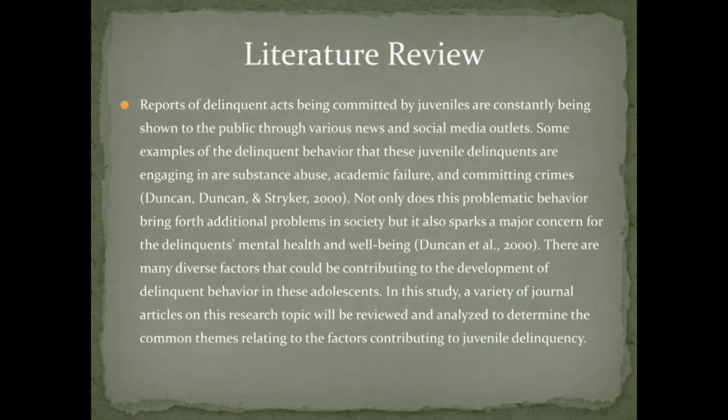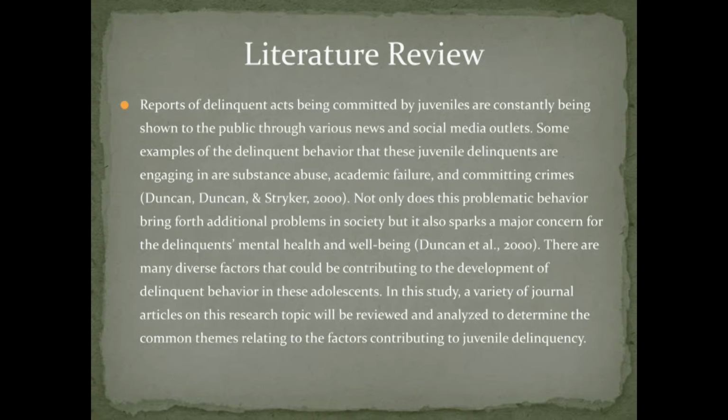Alright, so let's dive into the literature review. Reports of delinquent acts being committed by juveniles are constantly being shown to the public through various news and social media outlets. Some examples of the delinquent behavior that these juvenile delinquents are engaging in are substance abuse, academic failure, and committing crimes. Not only does this problematic behavior bring forth additional problems in society, but it also sparks a major concern for the delinquents' mental health and well-being.